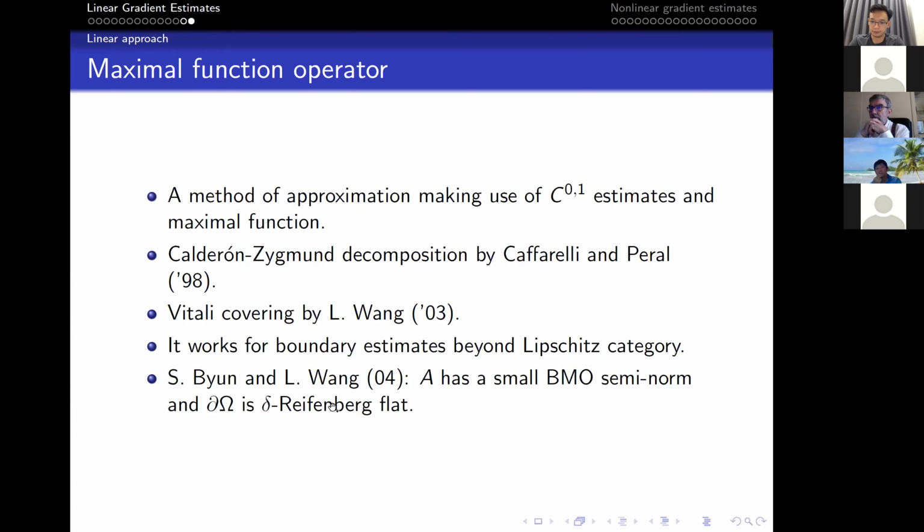Let me tell you about the definition of a Reifenberg flat domain.